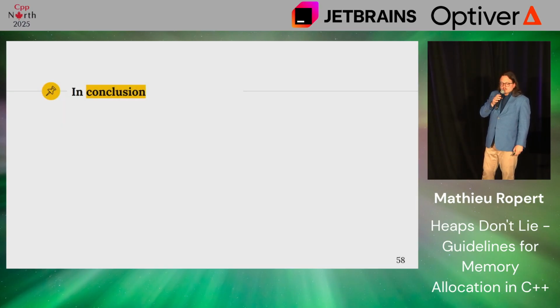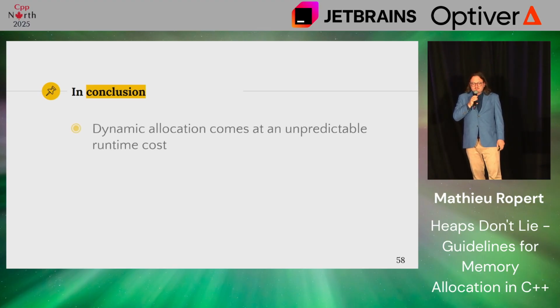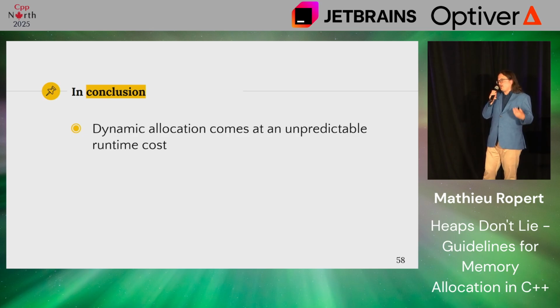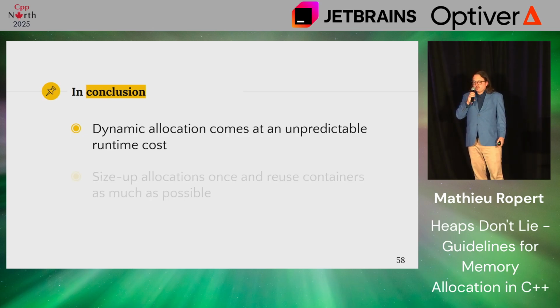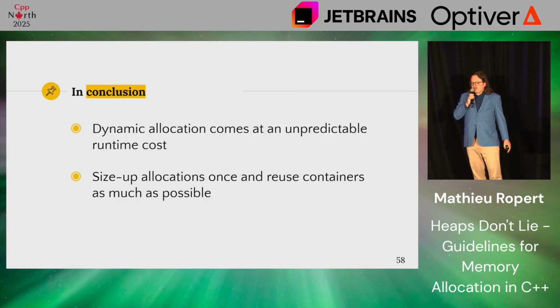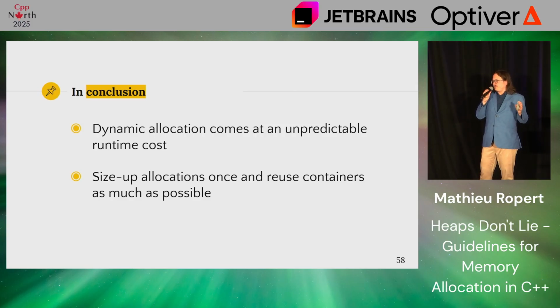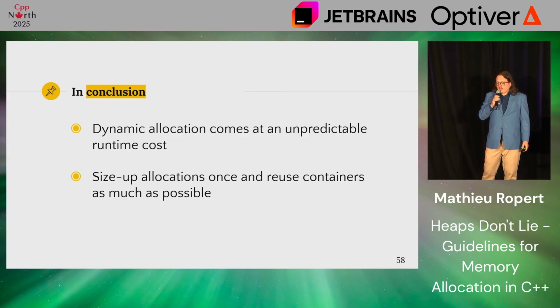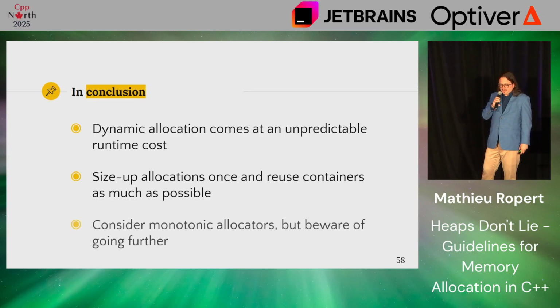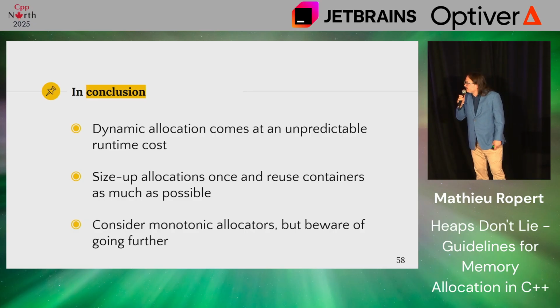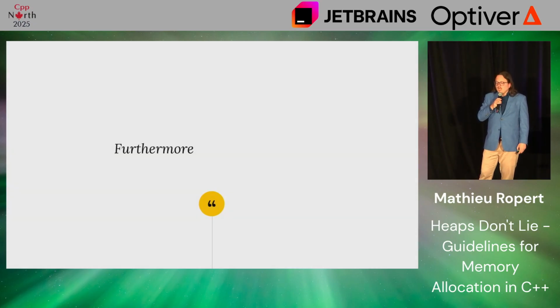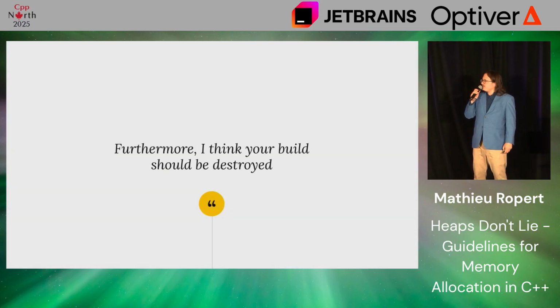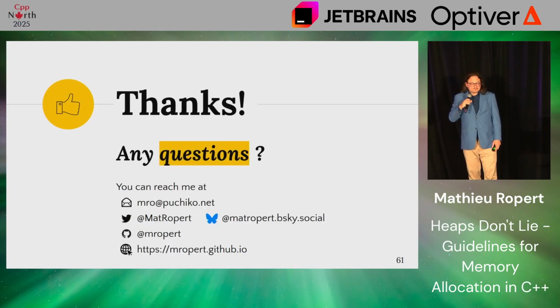Right, so let me try to get to a conclusion and maybe take some questions. Dynamic allocation in the end comes at an unpredictable runtime cost, and we're trying to alleviate that by reusing memory as much as possible. So size up allocation if you can, so you allocate once instead of allocating in small increments. And reuse containers as much as possible, because that way you don't have to call malloc. Consider monotonic allocators, but beware, going any further, you start re-implementing malloc. And furthermore, I still think your build should be destroyed. Thank you.